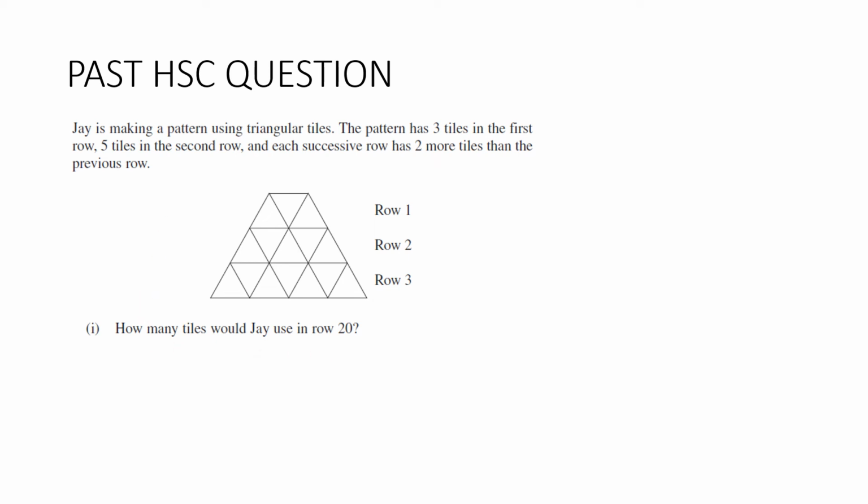We want the 20th term in this sequence. So Tn is equal to A plus n minus 1 d. N is 20, A is 3, and D is 2. Substitute, and you can see how I've done that shortcut there. 20 take away 1 is 19. And into the calculator we get 41.